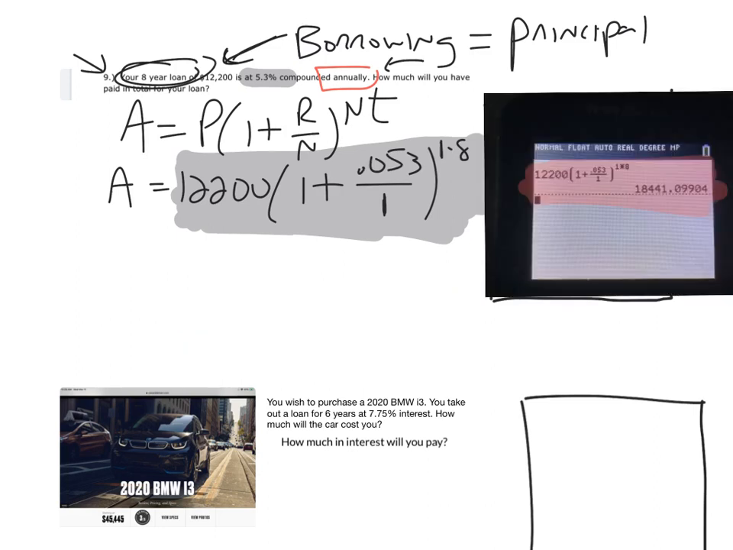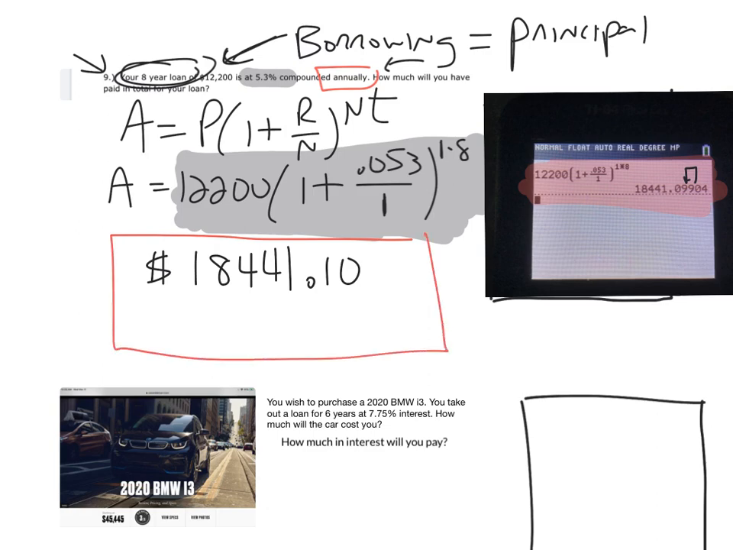So it works essentially the same way as the previous problems did. So here it looks like the balance is going to be $18,441, and this 9 makes the 9 cents turn into 10 cents. So this is how much it cost you for your loan.